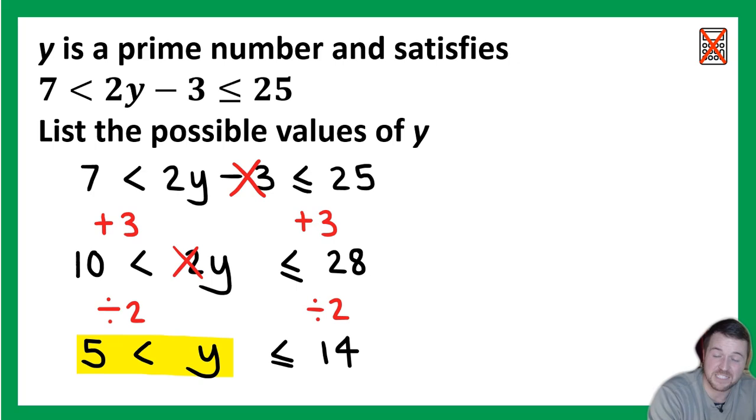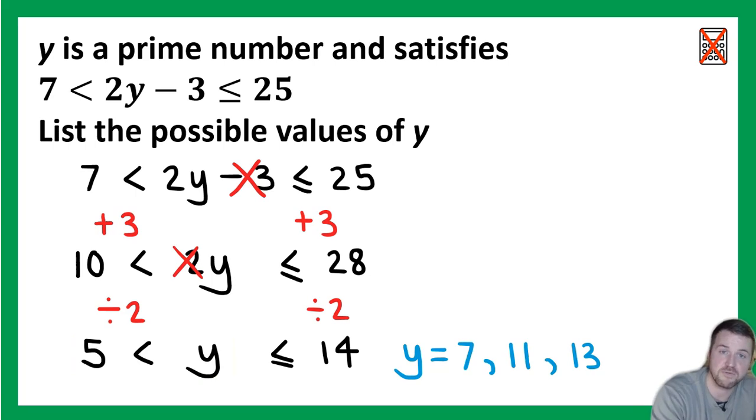So since it has to be greater than 5, the smallest value that it could possibly take would be 6, but 6 is not a prime number. So looking at the next number along, 7, that is a prime number. 8, 9 and 10 are not prime numbers, but 11 is. 12 is not a prime number, but 13 is. And the greatest possible value that y could take, since it's less than or equal to 14, could be 14. But since 14 is not a prime number, I won't write this one down. So my final answer for the values that y could take is 7, 11 and 13.